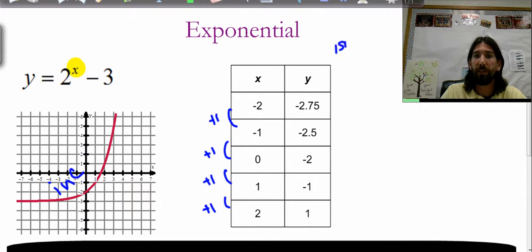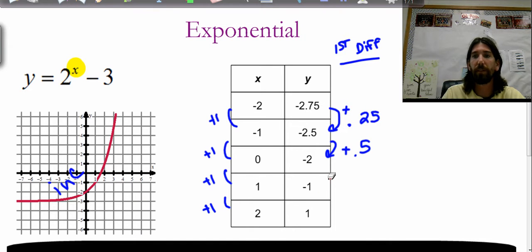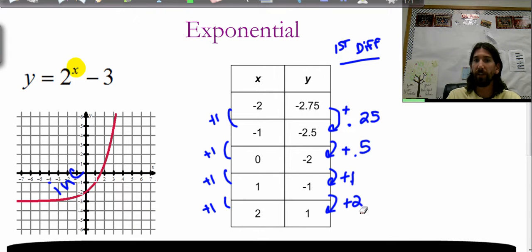The first differences. Difference meaning subtraction. We're looking at how do these two things differ. What's their difference? The difference here is that I'm increasing by 0.25. And then over here, I'm increasing by 0.5. And then here, I'm increasing by 1. And here I'm increasing by 2. Notice there isn't a constant rate of change. The differences are all different, so it can't be linear. That's what makes the graph curved, is that the rates of change are different.